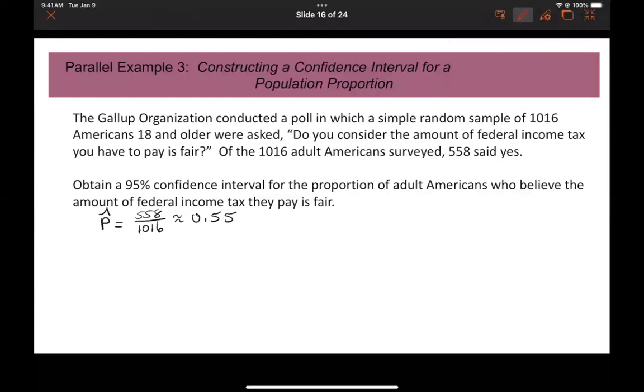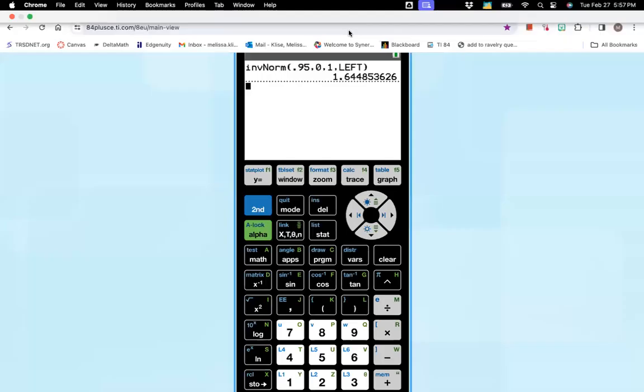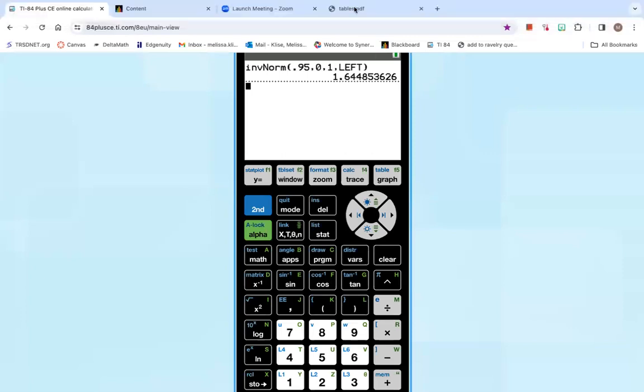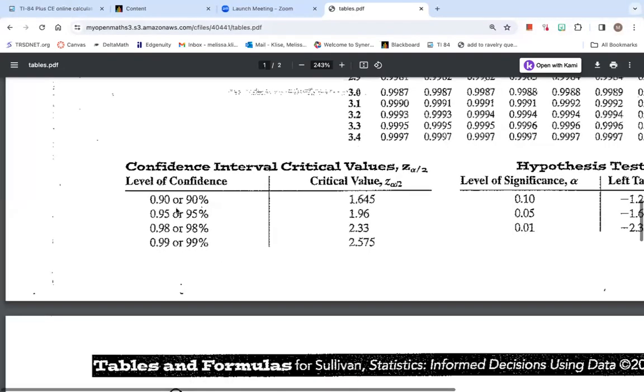I'm going to calculate the margin of error by itself. I like to do it that way because I would want to be able to write it both ways. Remember, the margin of error is the critical value times the standard deviation. So let's look at our Z table. Okay. So on my Z table, a 95% confidence interval is 1.96.